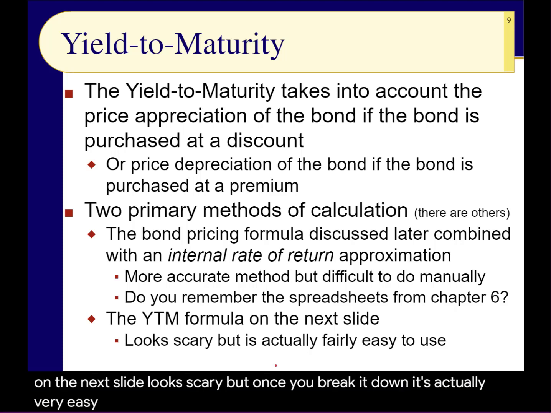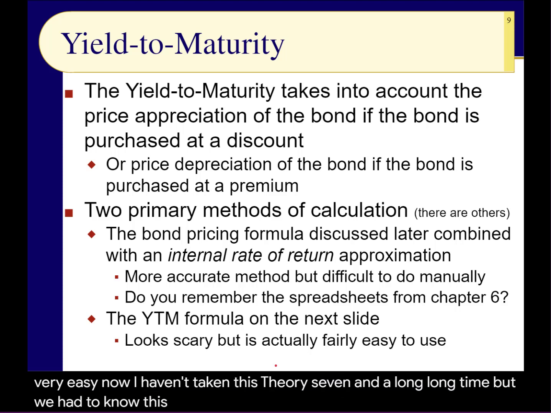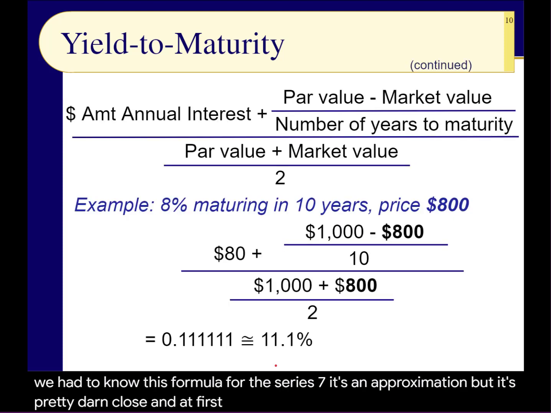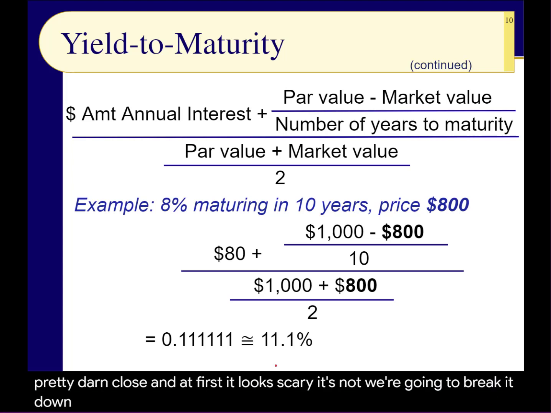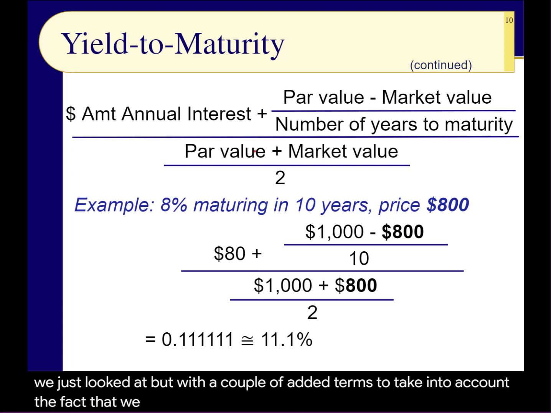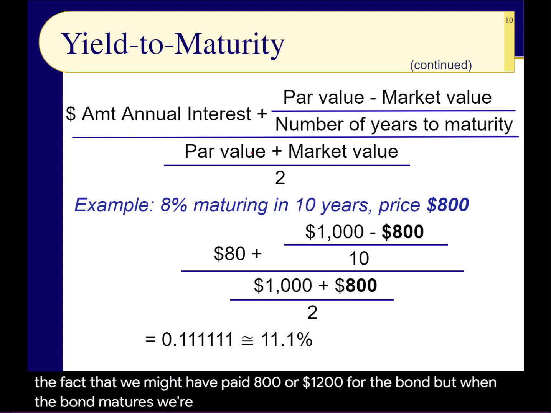The yield to maturity formula on the next slide looks scary, but once you break it down, it's actually very easy. Now, I haven't taken the Series 7 in a long, long time, but we had to know this formula for the Series 7. It's an approximation, but it's pretty darn close. And at first blush, slide number 10, it looks scary. It's not. We're going to break it down, folks. It's really just the current rate formula that we just looked at, but with a couple of added terms to take into account the fact that we might have paid $800 or $1,200 for the bond, but when the bond matures, we're going to get $1,000.